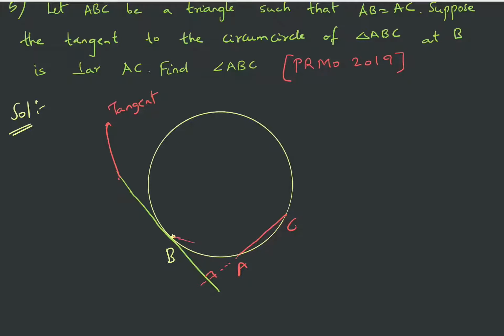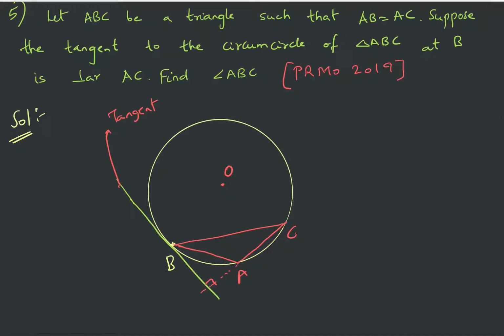And let us just complete the triangle. Let us join AB and let us join BC. Okay, now let us say O is the center of the circle. It is given that AB is equal to AC. We need to find what angle ABC is, that is this angle.